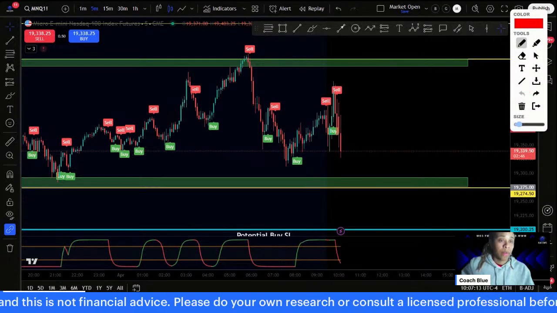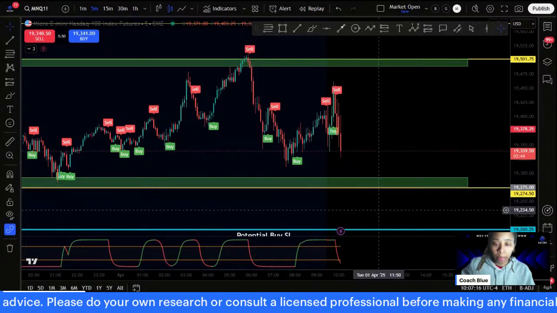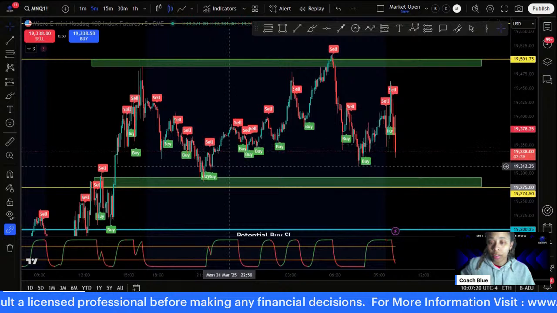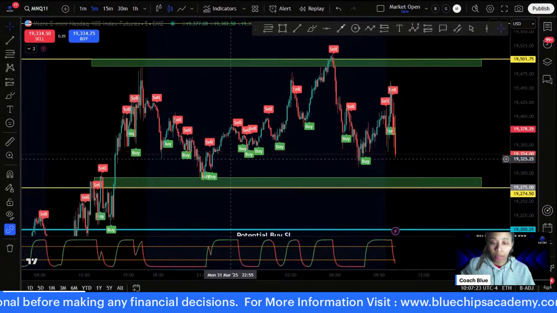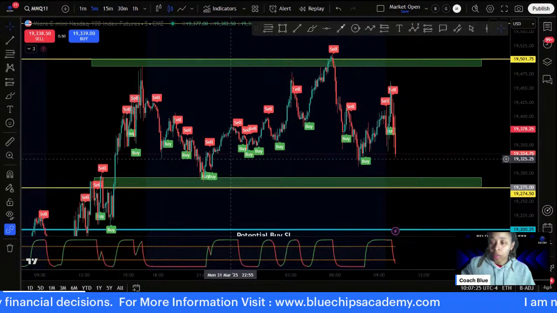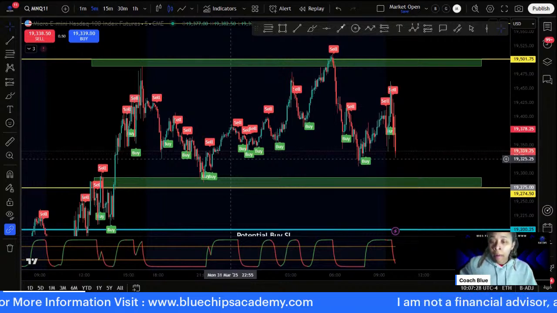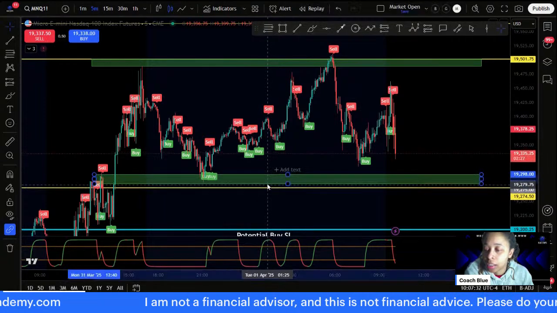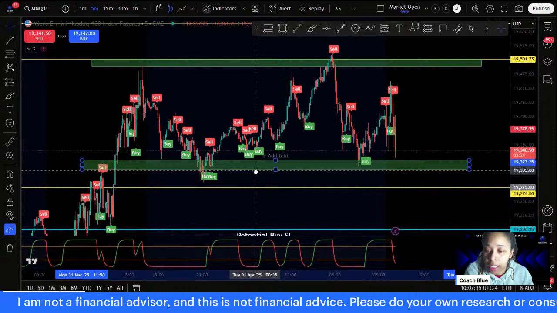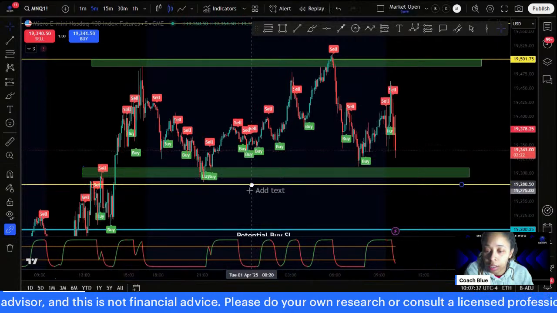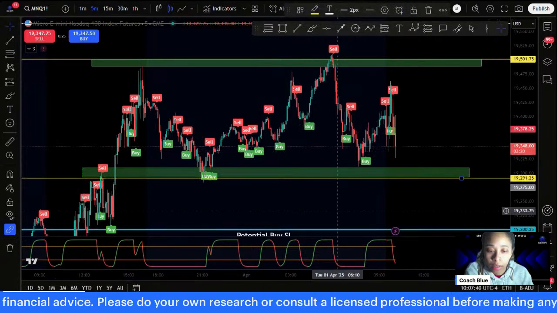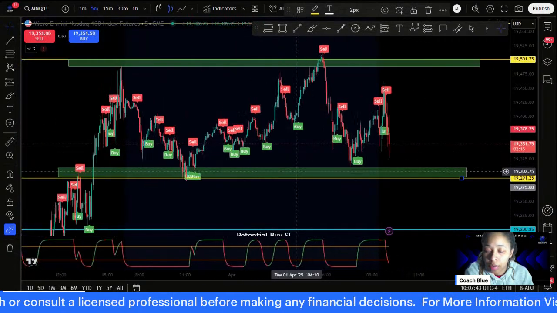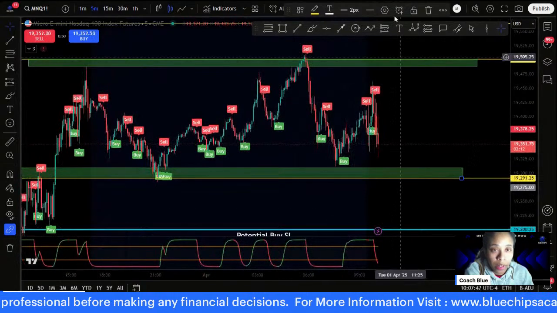It looks like it's trying to push down though. Definitely trying to push down. This is a level right here, support. So we'll see. All right, let's see. I'm going to tighten this up just a little bit, this zone right here. There we go. And we are at the bottom of the range now.